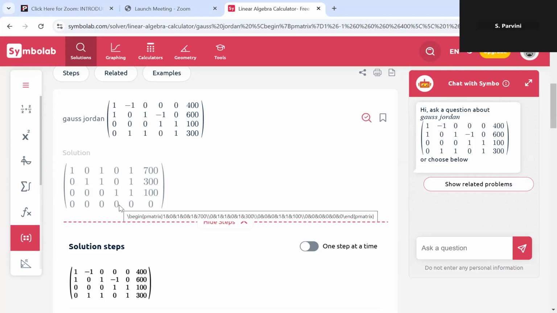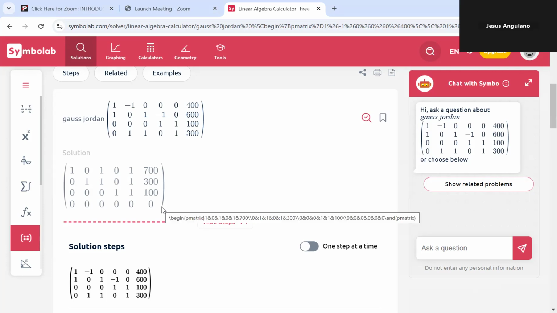Okay, so we're good on that, everyone? Perfect, thank you. Okay, well, clearly the last row is not going to tell me anything, right? There's just 0, 0, 0, 0. So we're just going to ignore that one.